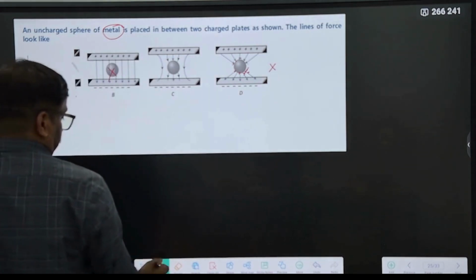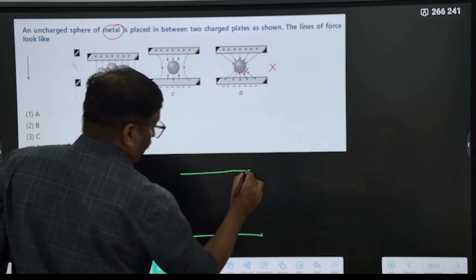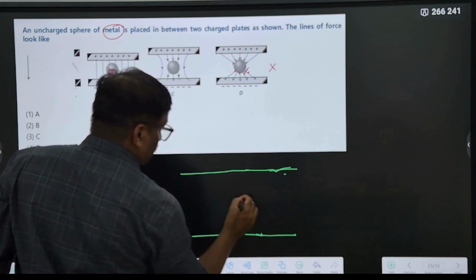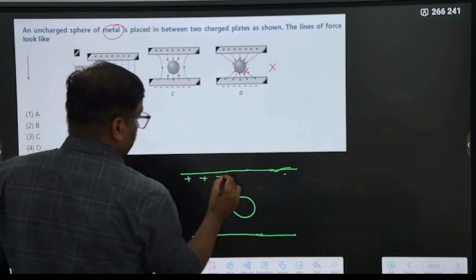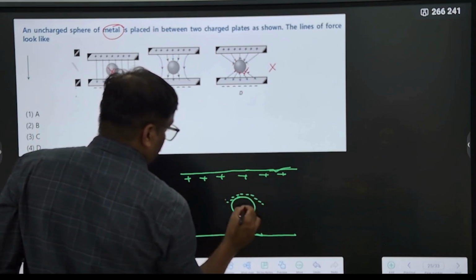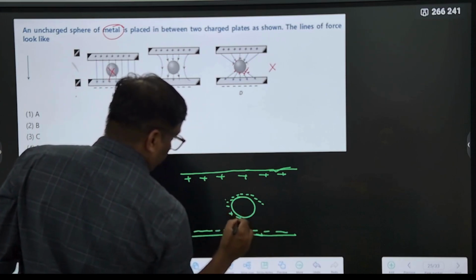So here we can draw it so that what will happen now? Here, this is one metal. This is positively charged. Positively charged means what will happen now? This will become like a negatively charged one. So this is negatively charged here. This will become like a positively charged one.